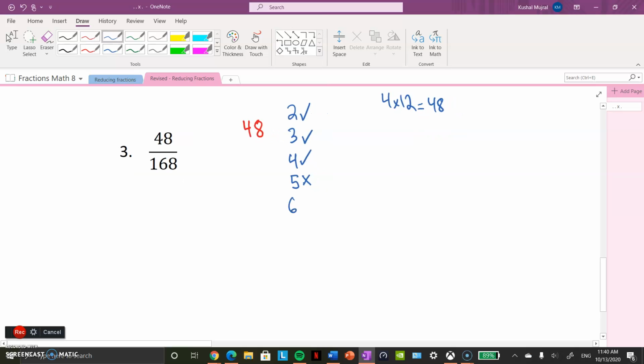Let's look at 6. It's divisible by 2 and it's divisible by 3, which means it's also divisible by 6. So yes, it's divisible by 6. Let's look at 7. It's not divisible by 7. How do I know this? Because I know my 7 tables. 7, 14, 21, 28, 35, 42, 49, and 48 doesn't come in that.